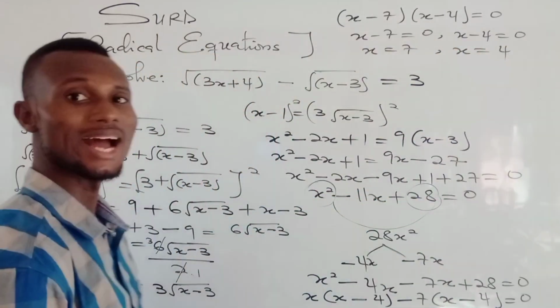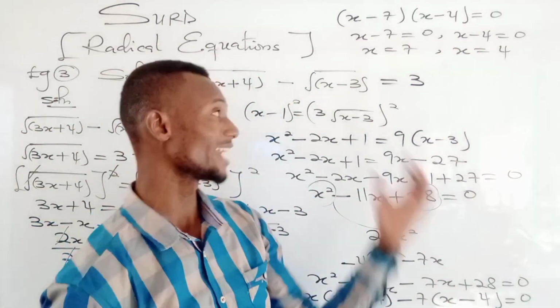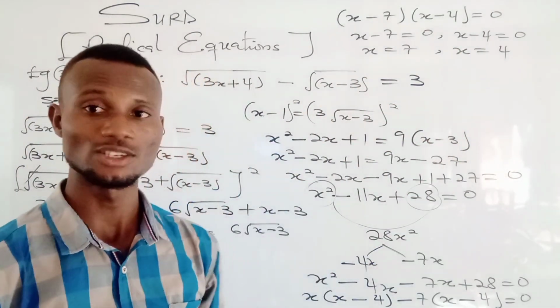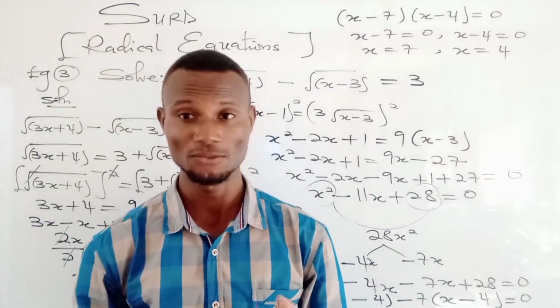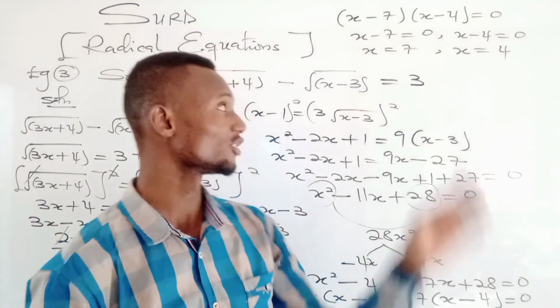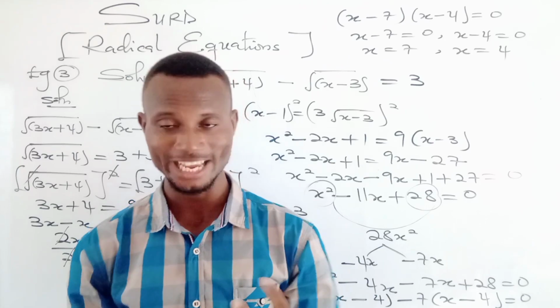Okay, so we are getting two values for s, which is s equals 7 and s equals 4. But we are not done. It's left with the testing. We need to test and see if indeed these two values satisfy the equation.